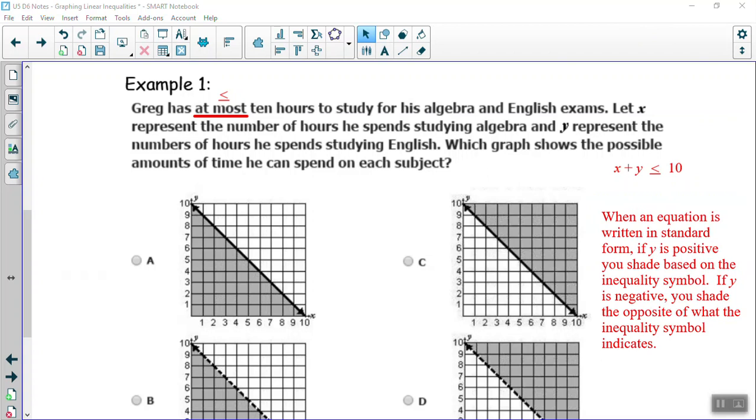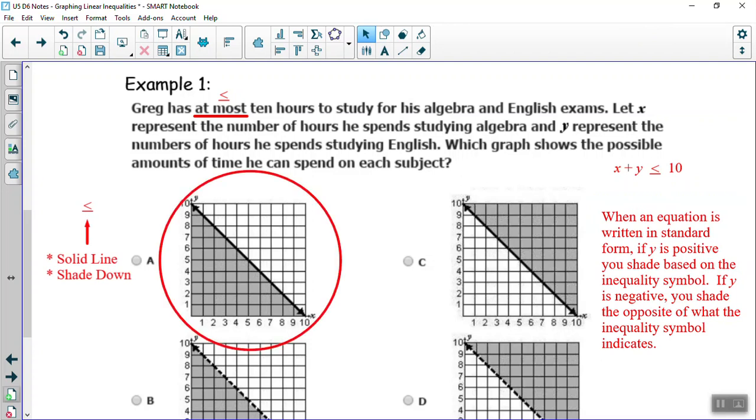So in this case, my y value is positive, so I'm going to shade based on that inequality symbol. Okay? My inequality symbol was less than or equal to. The equal to meant solid line, okay, which means I can eliminate B and D. The less than indicates that we shade down. Okay? So that eliminates C. So that means my answer in this one is A.